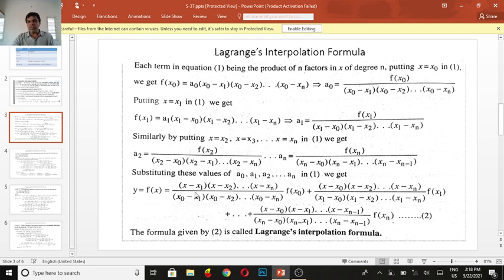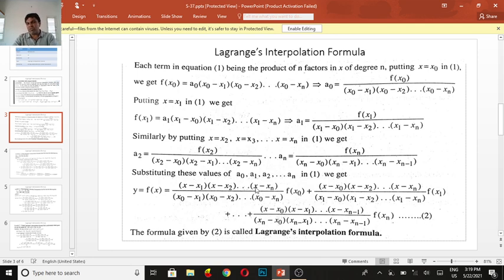Substituting these values a naught, a1, etc., an in equation 1, we get y equal to f of x equal to x minus x1, x minus x2, etc., x minus xn divided by x naught minus x1, x naught minus x2, etc., x naught minus xn into f of x naught, plus x minus x naught, x minus x2, etc., x minus xn divided by x1 minus x naught, x1 minus x2, etc., x1 minus xn into f of x1, plus etc., plus x minus x naught into x minus x1 into etc., x minus xn minus 1 divided by xn minus x naught, xn minus x1, etc., xn minus xn minus 1 into f of xn. Call this equation 2.